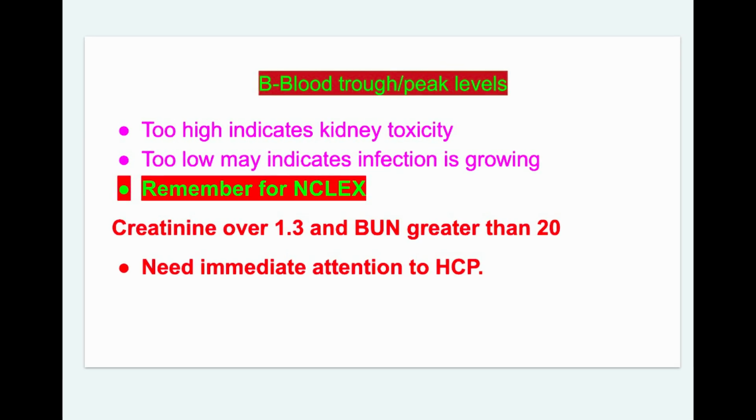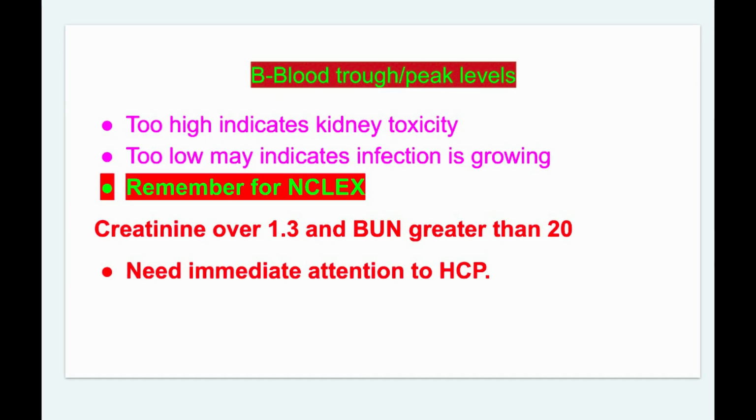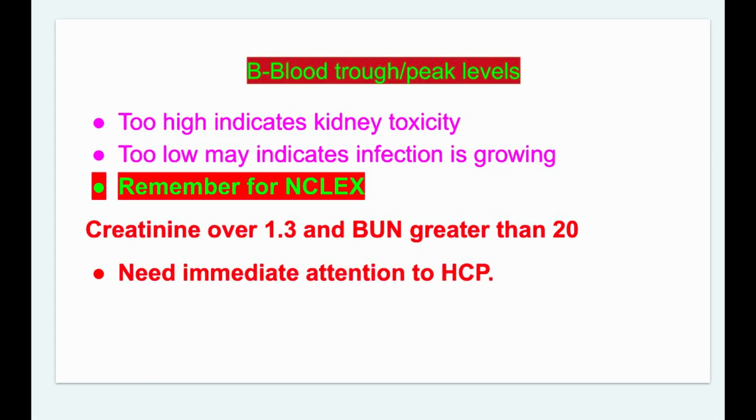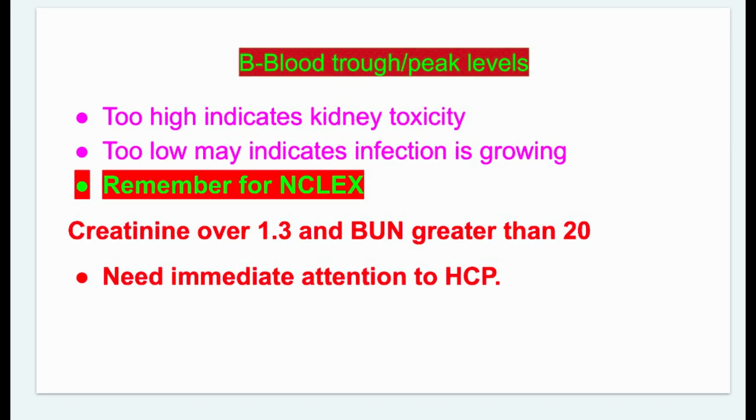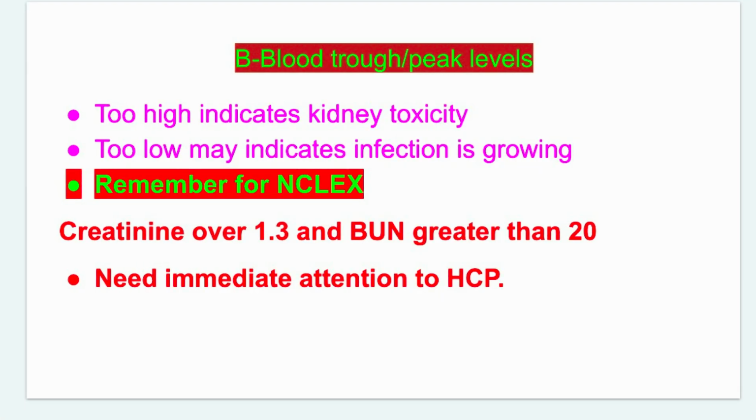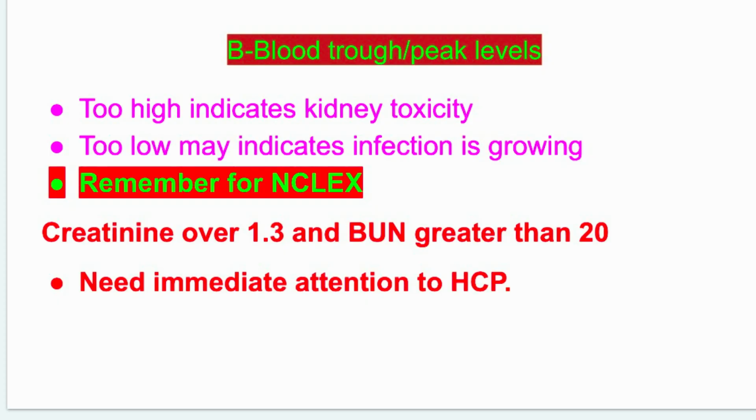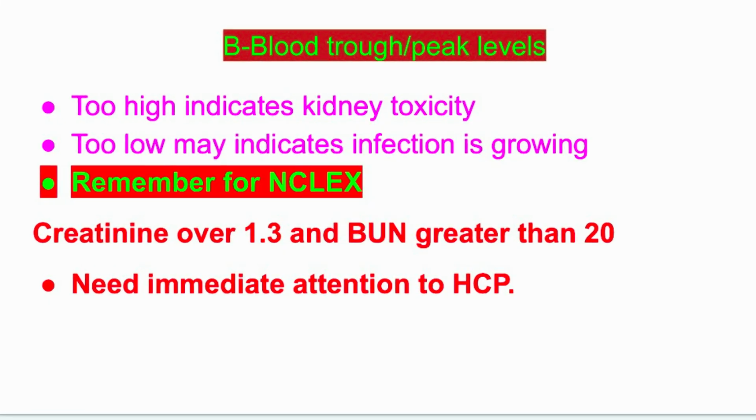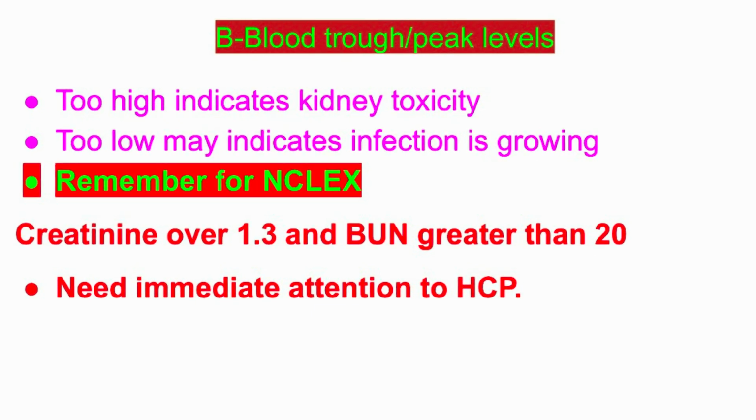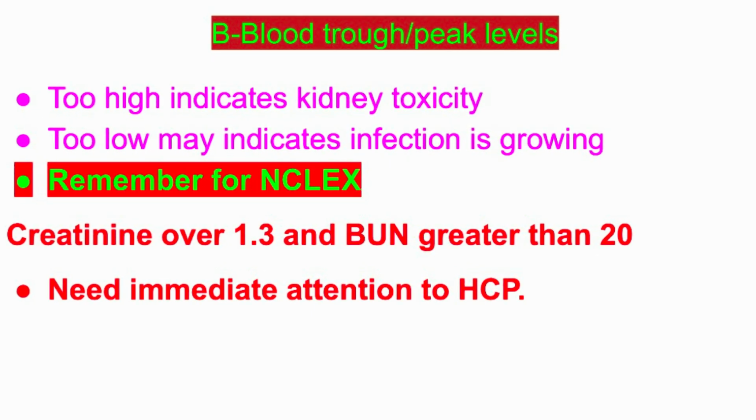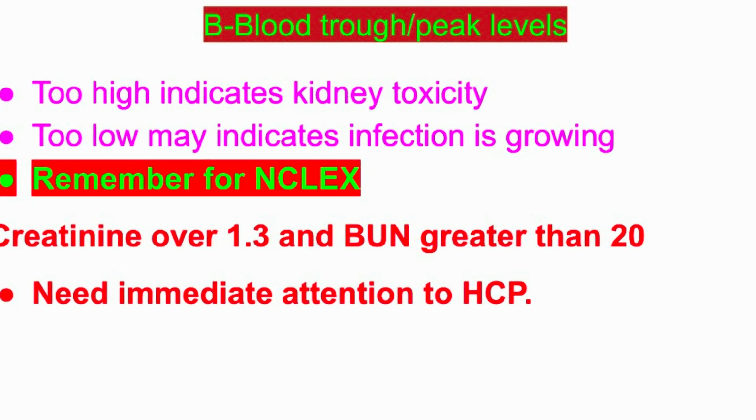Next is B, which stands for blood trough and peak levels. If the trough is too high, it indicates kidney toxicity, and if the blood trough is too low, that means the infection is growing. So a creatinine level of more than 1.3 and BUN greater than 20 needs immediate attention from the healthcare provider. So B, blood trough, is very important to monitor when the patient is on an antibiotic.